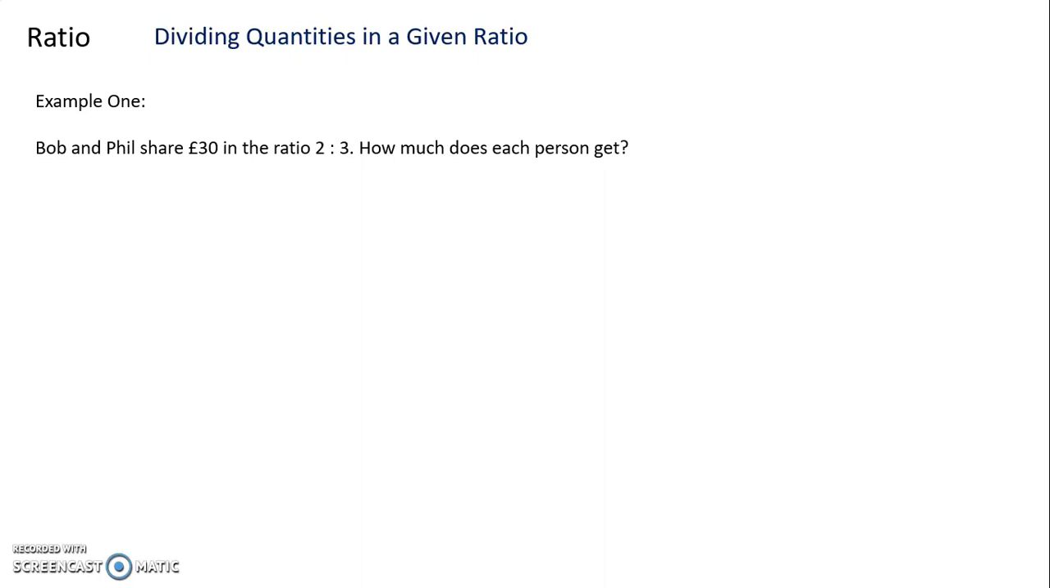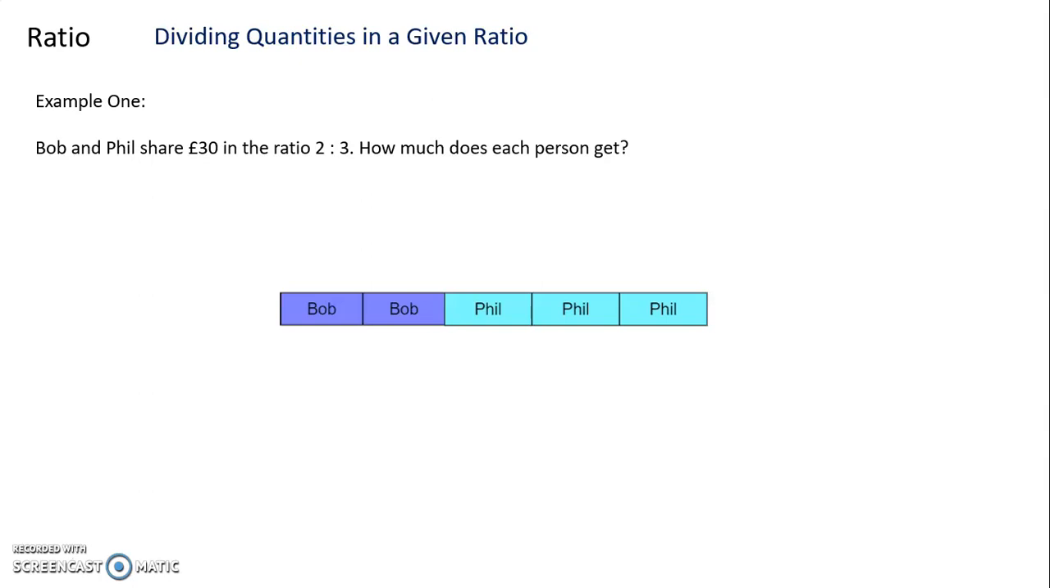Example 1, Bob and Phil share £30 in the ratio 2 to 3. How much does each person get? So just like yesterday when we were putting our ratios in fraction form, we're going to draw out our bar model, and we know that Bob gets 2 parts whilst Phil gets 3 parts. So this bar model is representing that ratio. And we also know that the total amount that this bar is representing is £30. So I know that my whole bar is £30.